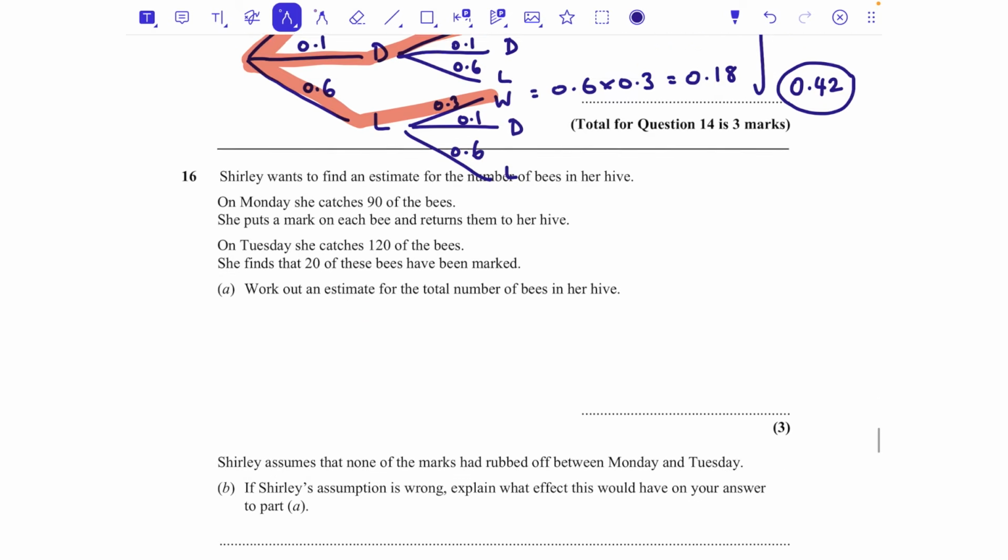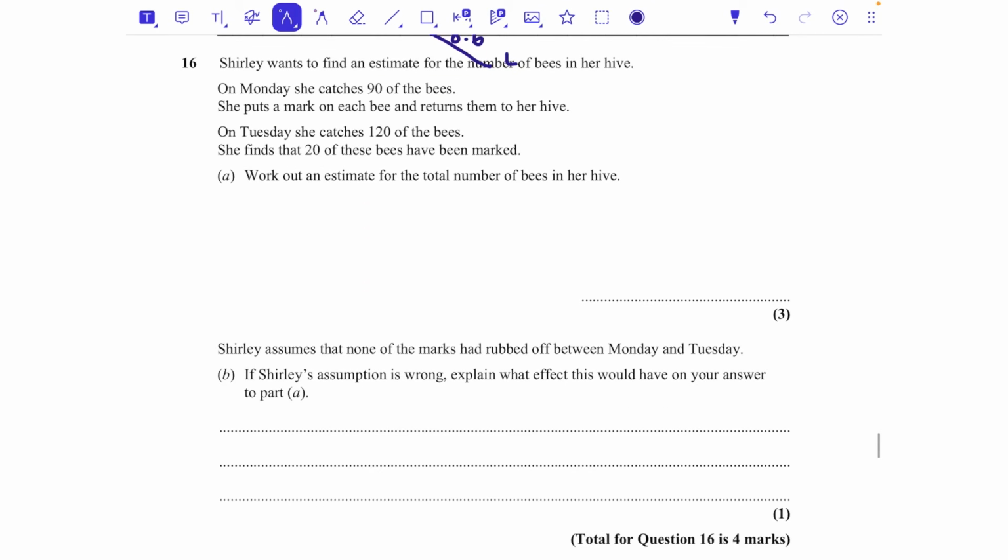Question number 16. Shirley wants to find an estimate for the number of bees in her hive. On Monday, she catches 90 of the bees. She puts a mark on each bee and returns them to her hive. On Tuesday, she catches 120 of the bees. She finds that 20 of them have been marked. Work out an estimate for the total number of bees in the hive.